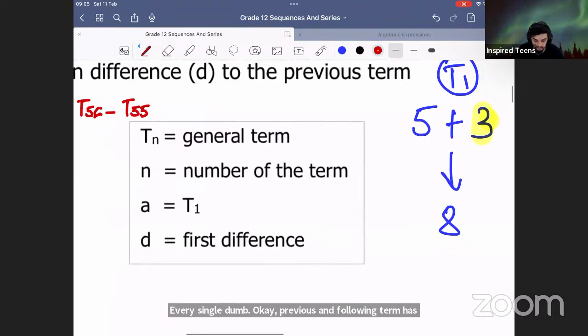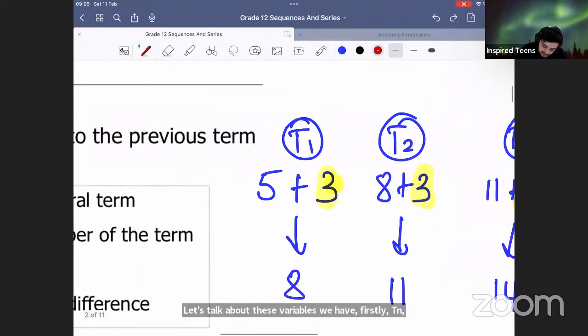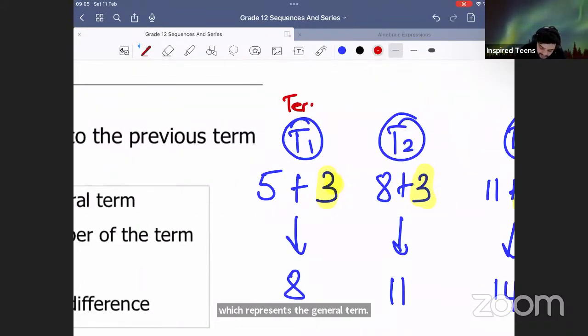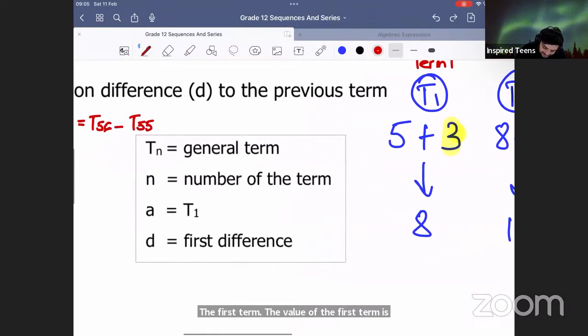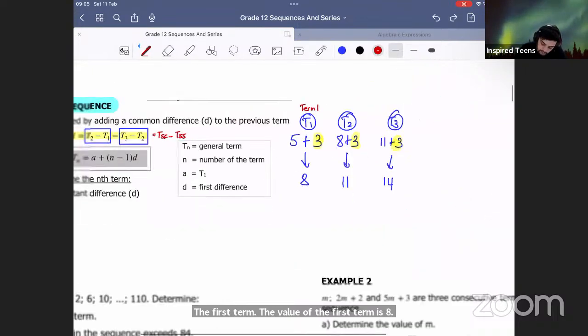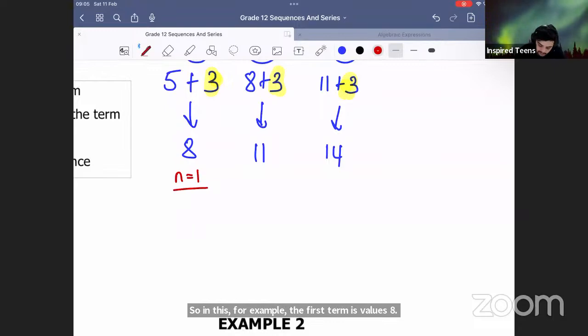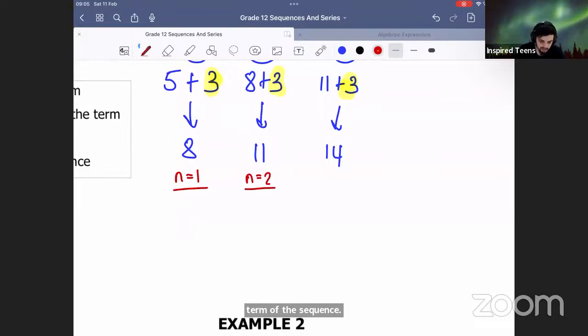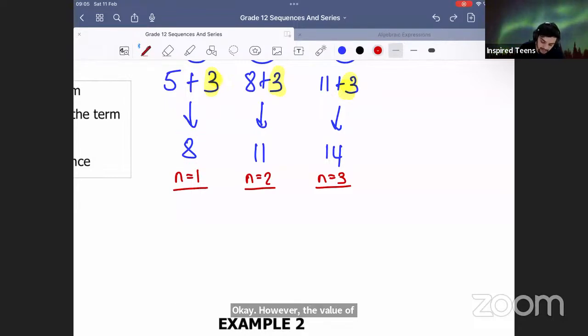Let's talk about these variables. Firstly, we have Tn, which represents the general term. You can see here that I have written T1. This means term 1, the first term. The value of the first term is 8. N is the number of the term. The first term's value is 8, but the n here is 1 because it's the first term of the sequence. The n here is 2 because it's the second term, and the n here is 3 because it's the third term. However, the value of term 1 is 8, the value of term 2 is 11, and the value of term 3 is 14.